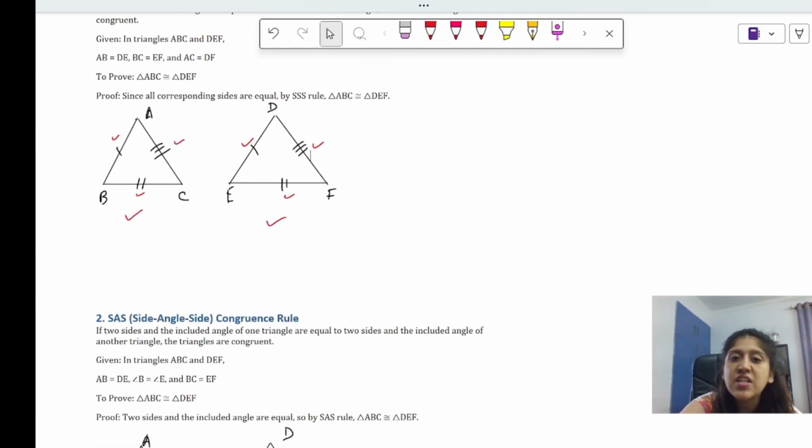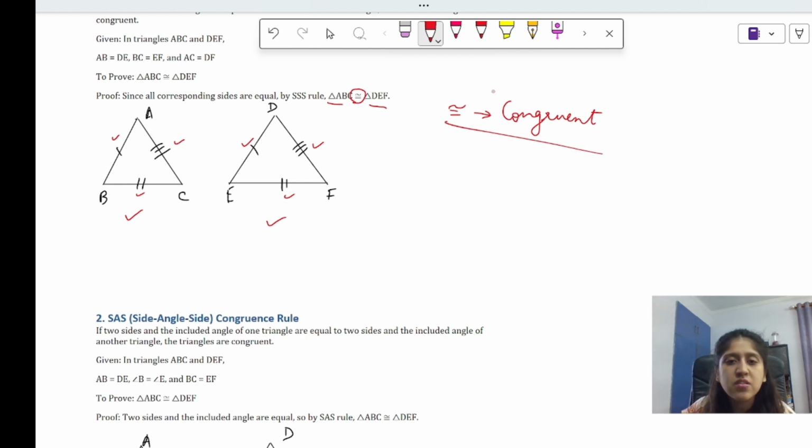And because of this side rule, we say that triangle ABC is congruent to DEF. This is the sign for congruent. Over the equal to sign we just make a wave kind of a thing. So this is the symbol for congruency. This shows that the triangles are congruent. Alright? So let's just go further. This means that both the triangles are congruent. So this is the first rule to show congruence.